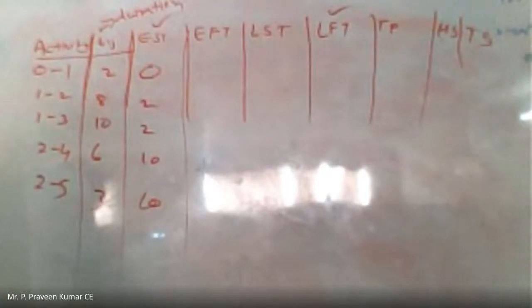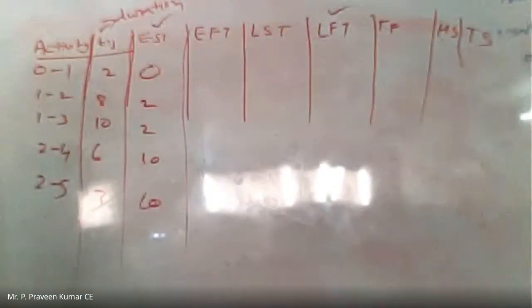You can observe 0, 2, 2, right? From 0 to 1, what is the starting time? There, EST is 0. From 1 to 2, the EST is 2. From 1 to 3, see the network diagram, whatever I am saying, the EST value is 2. From 2 to 4, what is the EST value? 10. Whatever we have calculated in the network diagram, that only I have written.